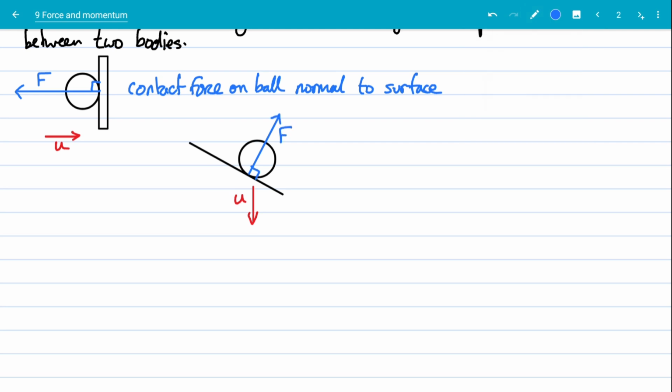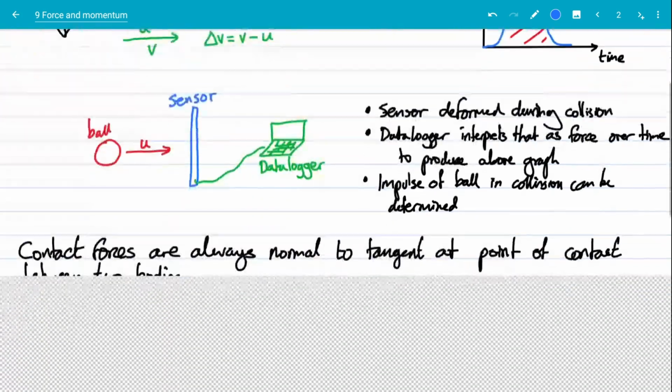Just like that. So the ball is falling on an angular surface. It's going to have a change in velocity, which is in a direction not parallel to the initial velocity, which means we can resolve that change in velocity into two components: the component parallel with U and the component perpendicular to U.